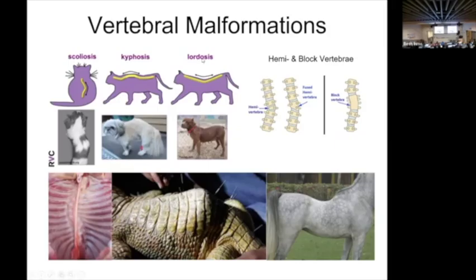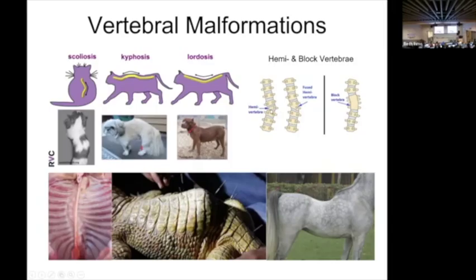These can be, as we talked about, physiologic. So cats in heat, other animals in heat, for example, will do this lumbar lordosis to demonstrate receptivity. However, these can also be pathologic. Some of them are congenital. We talked about hemivertebrae a lot yesterday in chondrodystrophic dogs.